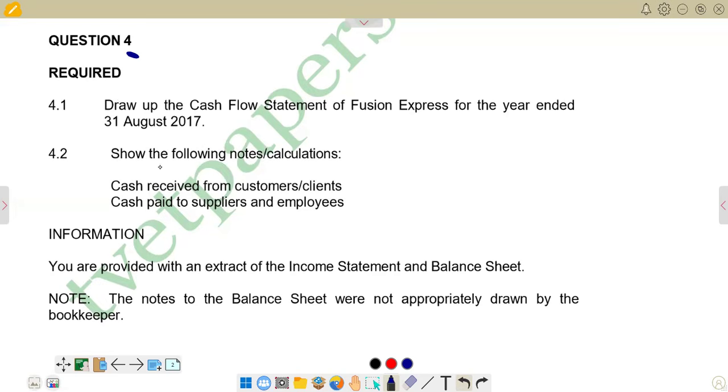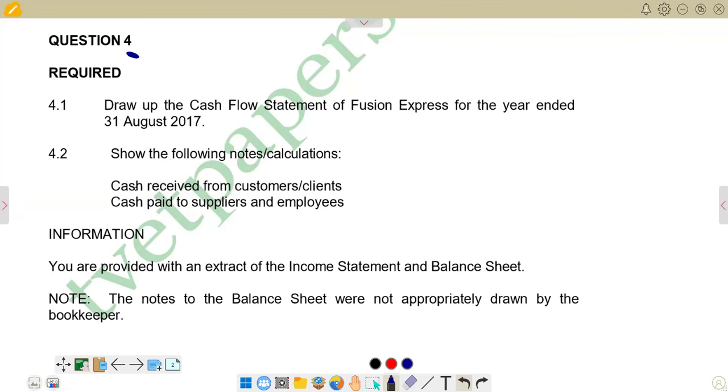And 4.2 is saying show the following modes of calculations, that is cash received from customers or clients, and then cash paid to suppliers and employees. So this is what we have in terms of the third part. So what we are going to do is we are going to first draw up the cash received from customers and calculate it, and then also calculate the cash paid to suppliers and employees. So this comes as calculations or pre-calculations that are supposed to be done before you prepare the cash flow statement.